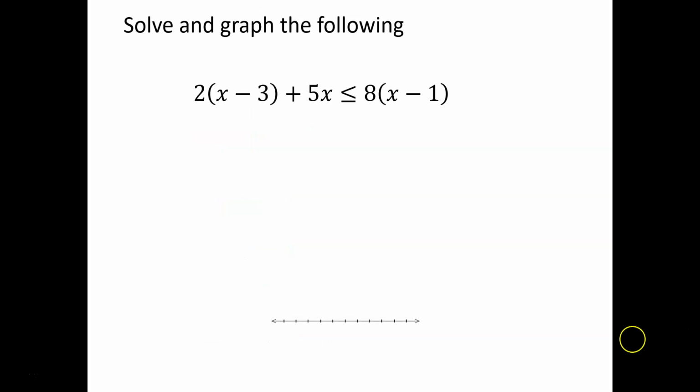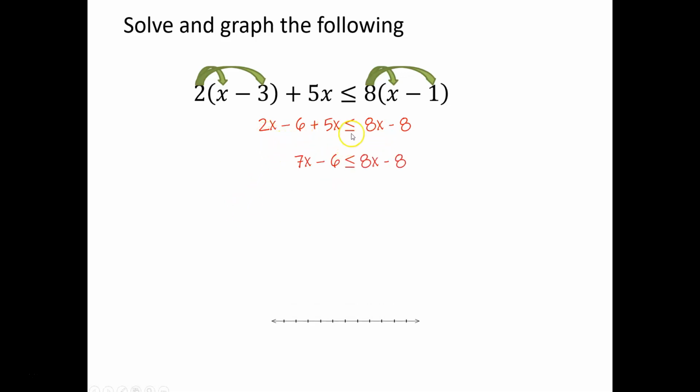Solve and graph the following. We have 2 times the sum of x minus 3 plus 5x is less than or equal to 8 times the difference of x minus 1. First thing we're going to do is a little bit of distributing. And that gives us 2x minus 6 plus 5x is less than or equal to 8x minus 8. Now we're going to combine some like terms. We end up with 7x minus 6 is less than or equal to 8x minus 8.